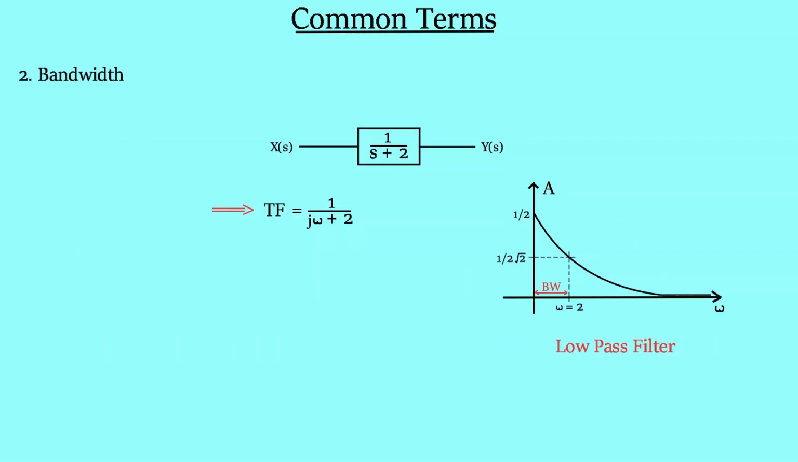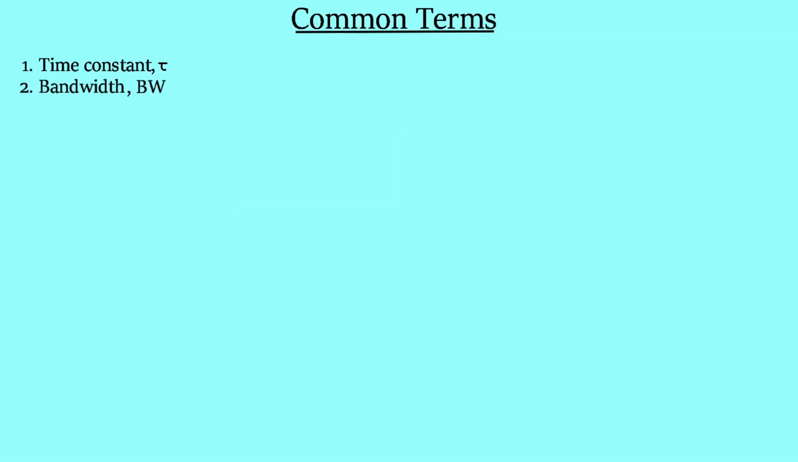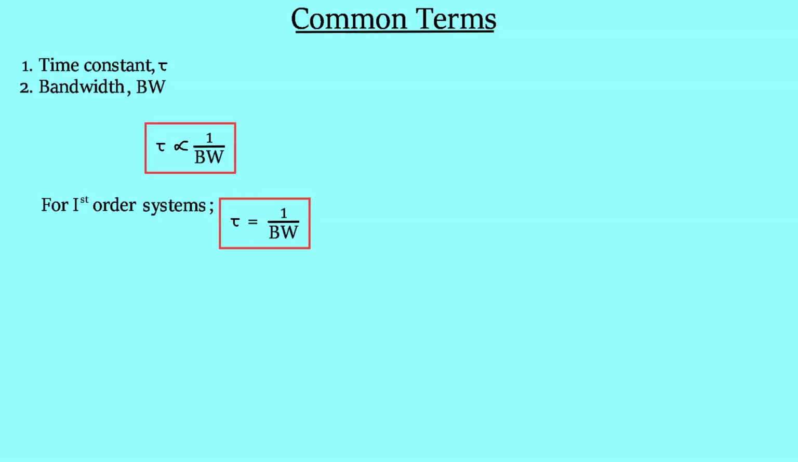Bandwidth is a parameter which will be used extensively in frequency analysis. That's why we have put the value of S equal to j omega by ignoring the damping factor. And you will get the shown graph for this transfer function. Here, the bandwidth will be equal to 2. The two things which we have studied so far, which are time constant and bandwidth, are actually quite related. Time constant is inversely proportional to bandwidth. However, for first order systems, the time constant is exactly equal to 1 upon bandwidth.